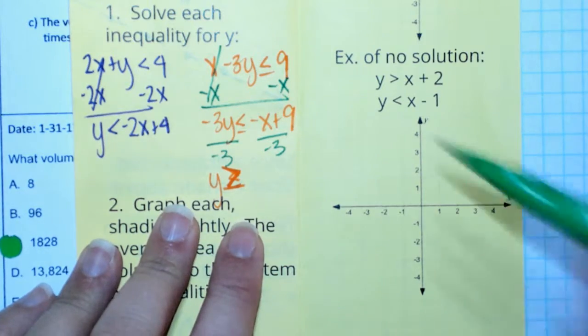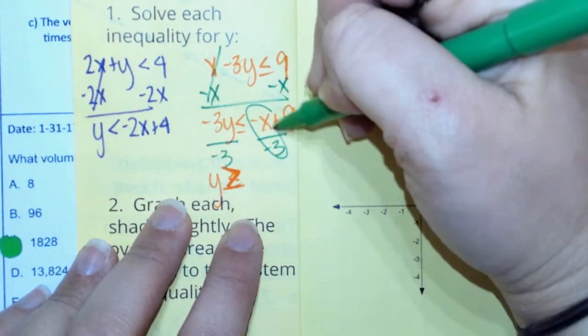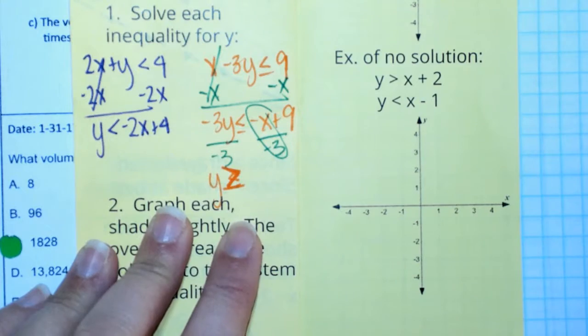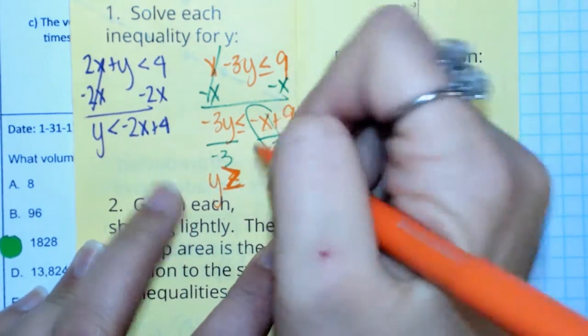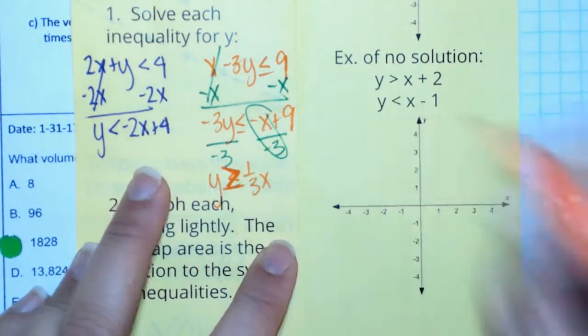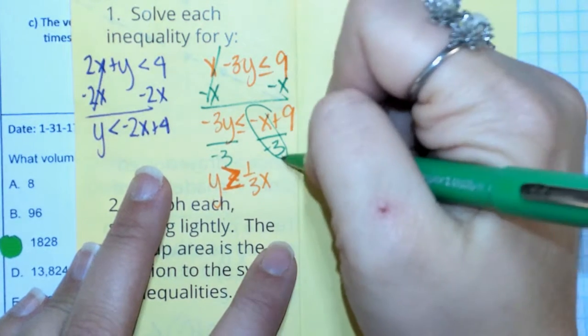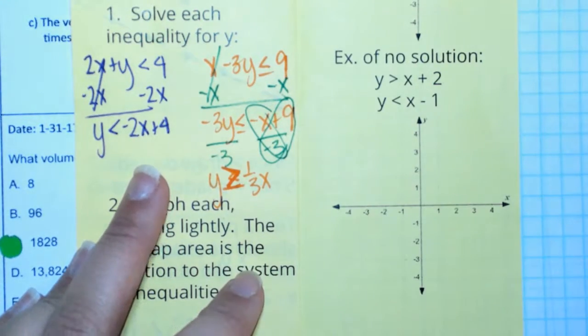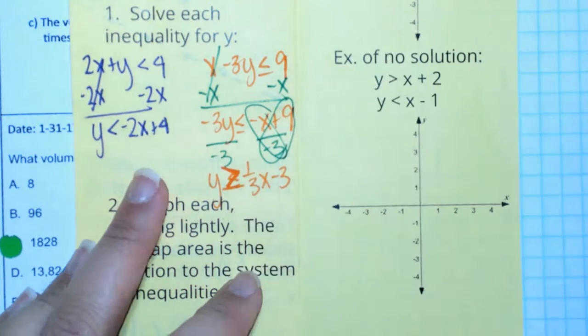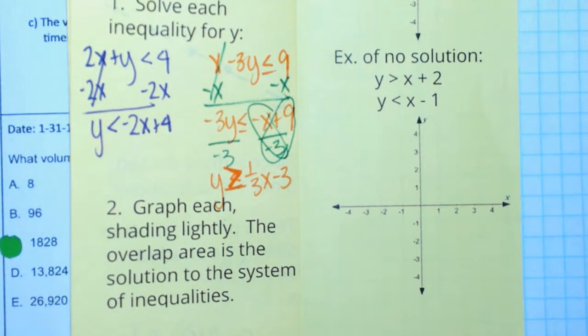All right, so now, what is negative x divided by negative 3? Yes! We are not afraid of fractions anymore. I am so proud of you. All right, what's 9 divided by negative 3? Yes! Look at us go! Get a point, everybody.